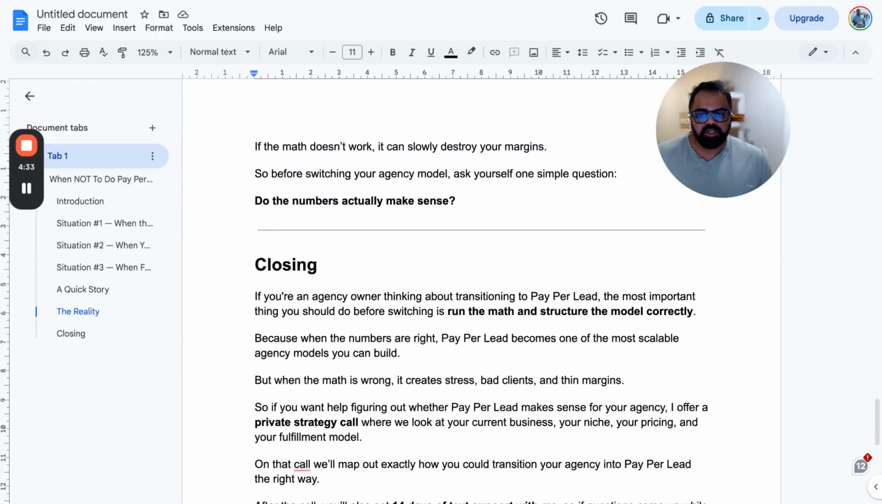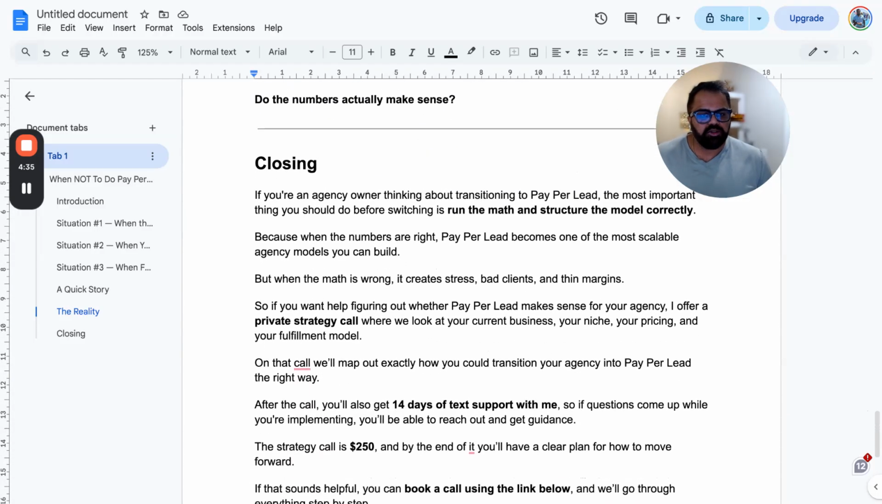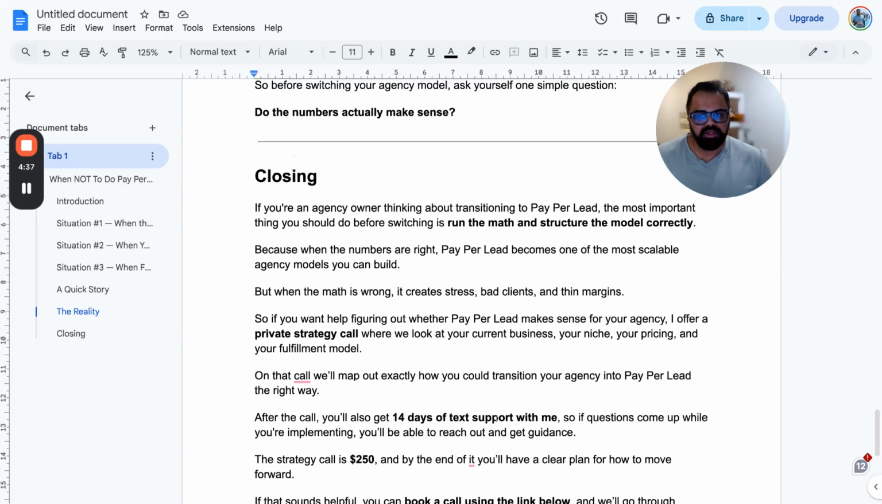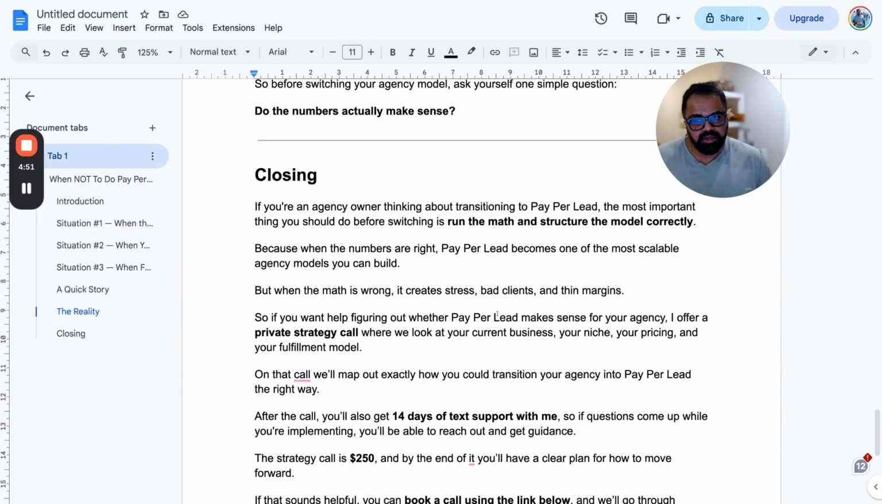If you are an agency owner thinking about transitioning to paper lead, the most important thing you should do before switching is run the math and structure the model correctly. Because when the numbers are right, paper lead becomes the most scalable agency model. And when the math is wrong, it creates stress, bad clients, and super thin margins.